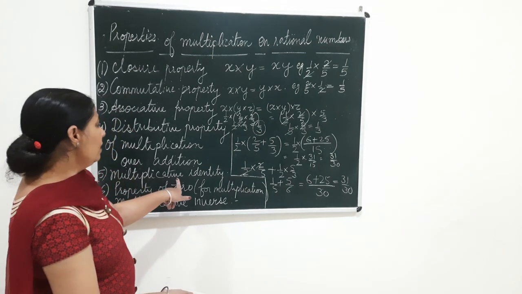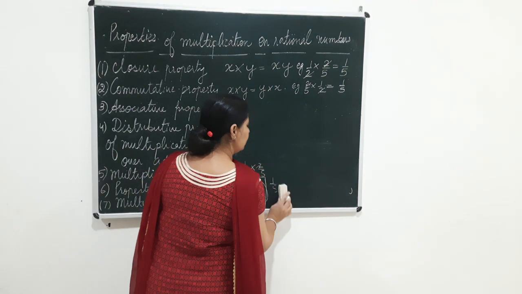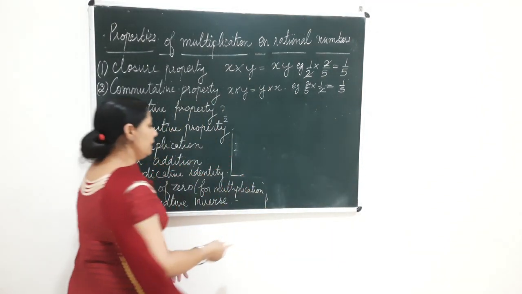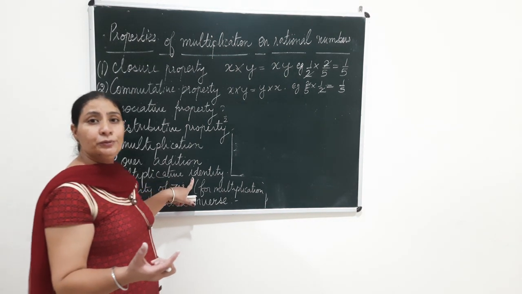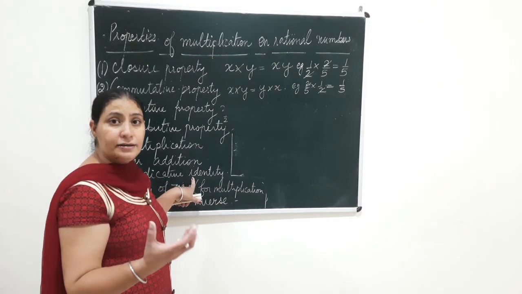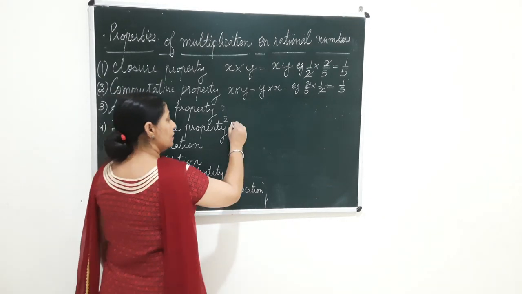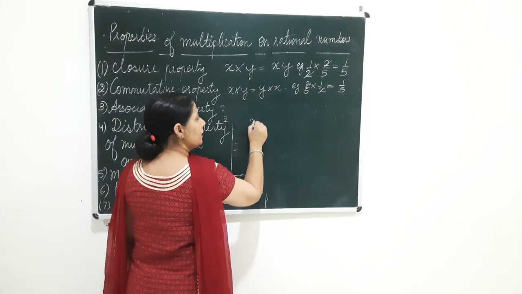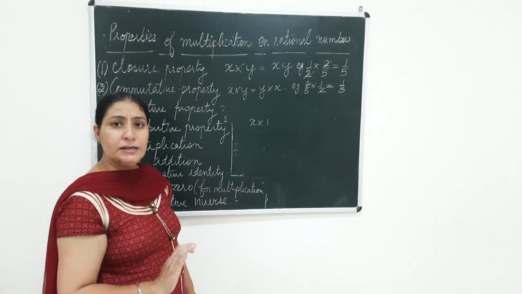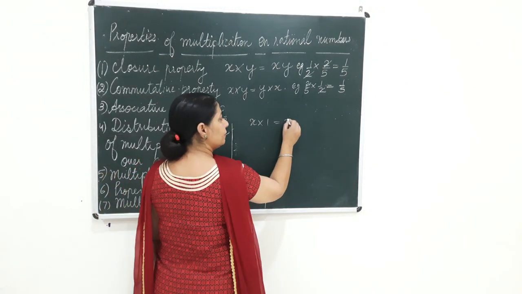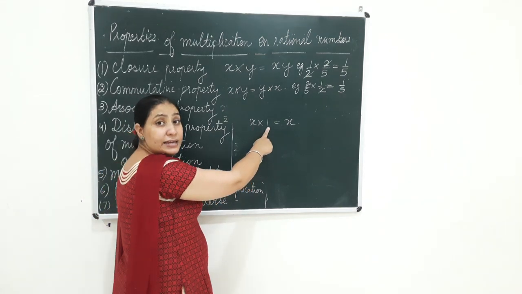Next, beta, we have the multiplicative identity. Now just see what the multiplicative identity is. Let me discuss with you. In multiplicative identity, beta, what does identity mean? Your own identity, right? Identity means your own identity. So multiplicative identity means that if you multiply any rational number with 1, right? We know that any number multiplied by 1 is the number itself. That means 1 is the identity element.